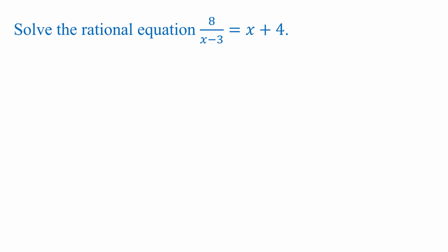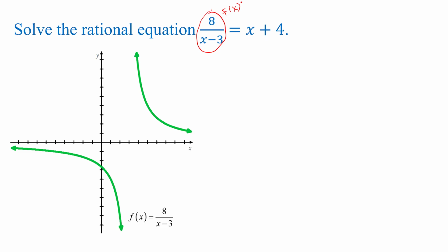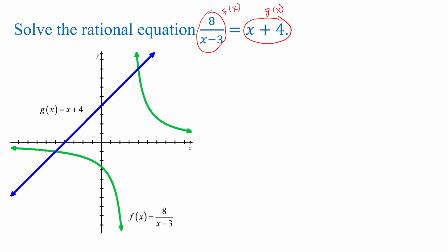I will begin by graphing the left side of this equation, which I'll refer to as f of x, right here. And then I will also graph the right side of the equation, where we will refer to x plus 4 as g of x. Okay, to solve this equation, we're looking for where f of x equals g of x, and that would be the points of intersection of these two graphs. So here you can see the little black dots are where the two graphs intersect.